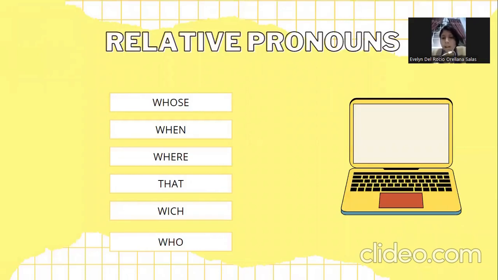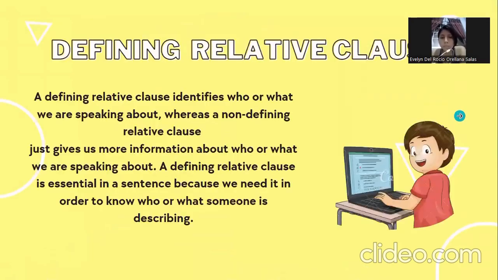In the second class of Unit 9, we learned about relative pronouns. These are who, whose, when, where, that, which, whom. These are relative pronouns we can use in the defining relative clause and the non-defining relative clause.